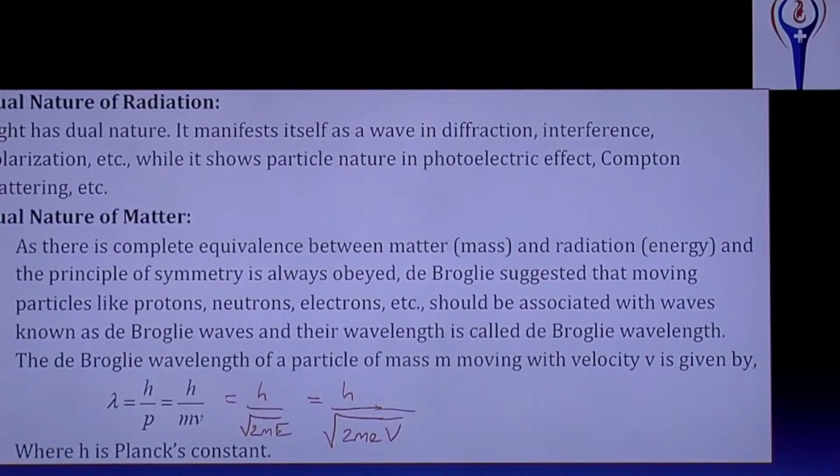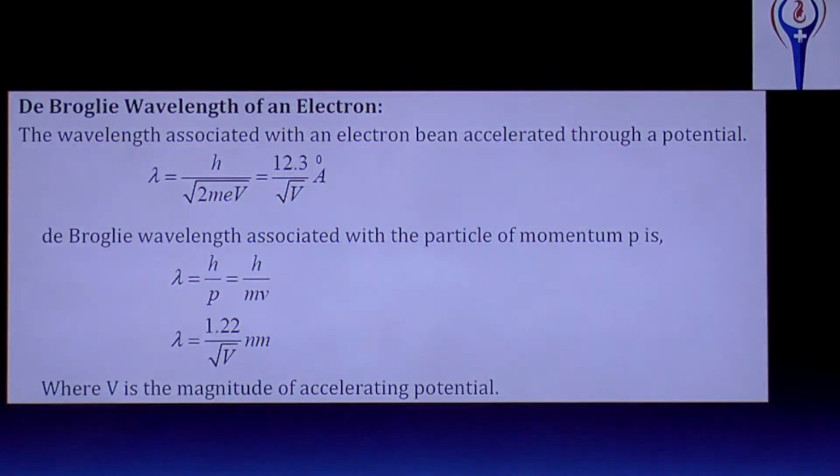Here h is Planck's constant, p is the momentum, m is mass, v is velocity, E is kinetic energy, e is the charge of the electron, and capital V is volts. Then the de Broglie wavelength of an electron: lambda equals h by root of 2meV.